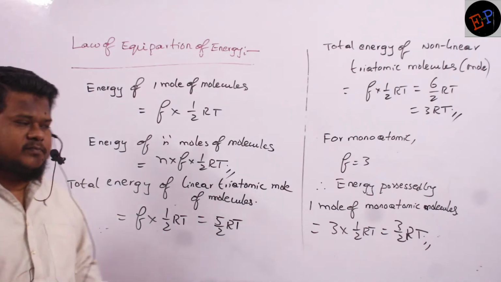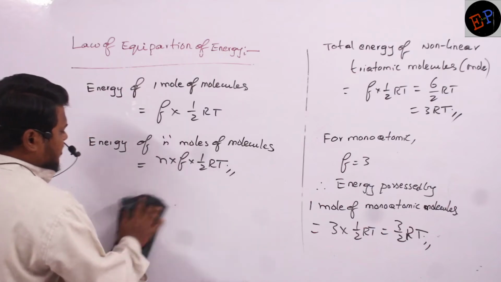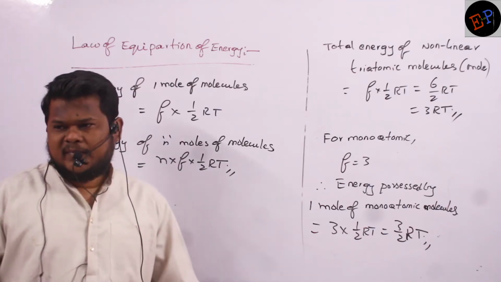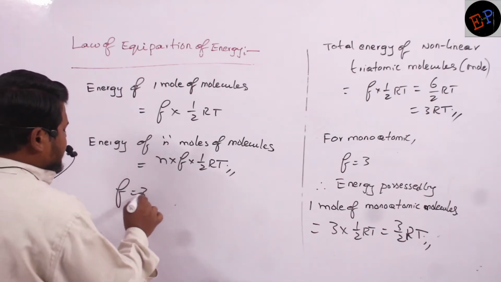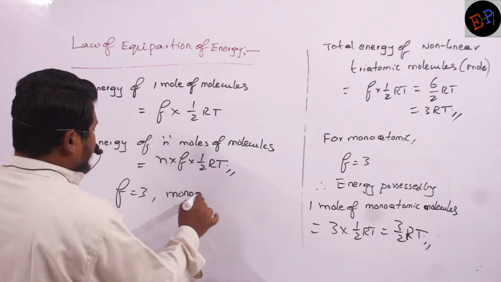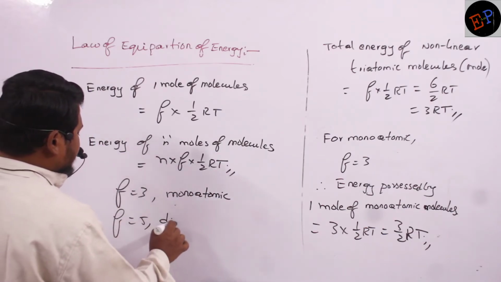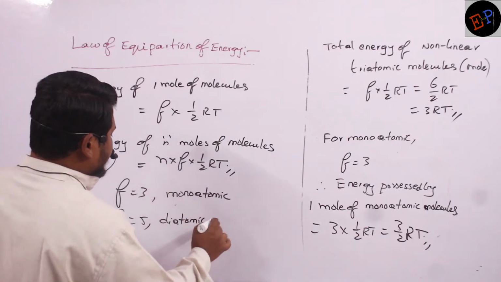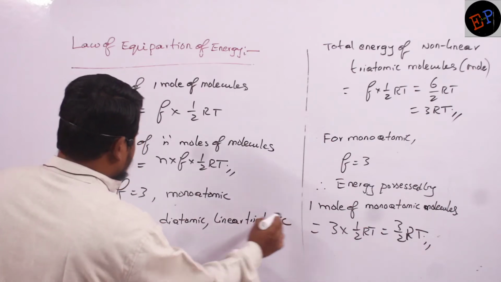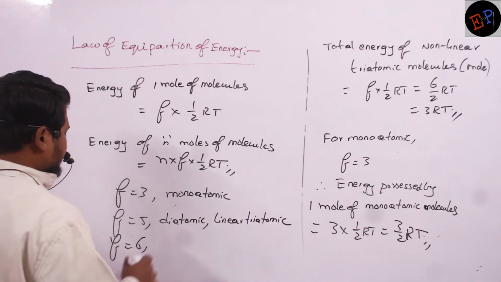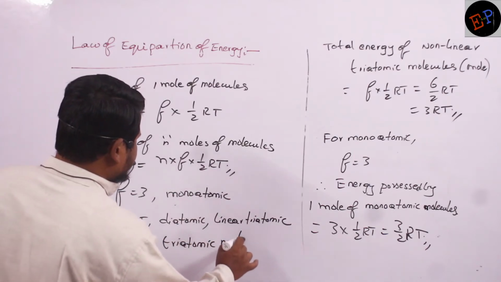And F can be anything. F can be 3 also, F can be 5 also, F can be 6 also, depending on the type of molecules which we are using. So this is a very important equation. F can be 3 if it is what kind of molecule? Monoatomic molecule. F can be 5, it can be diatomic also, and it can be linear triatomic also. That's all, no? And F equal to 6, it can be a non-linear triatomic molecule.